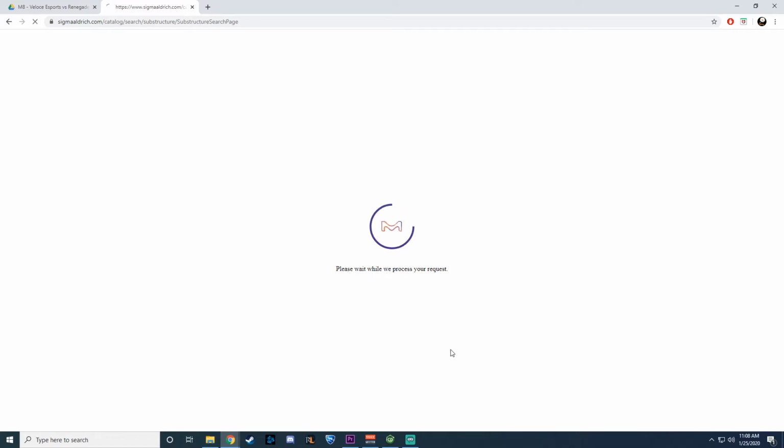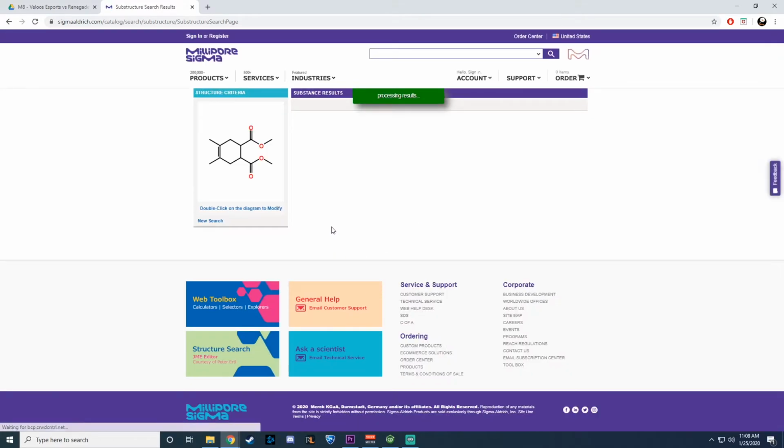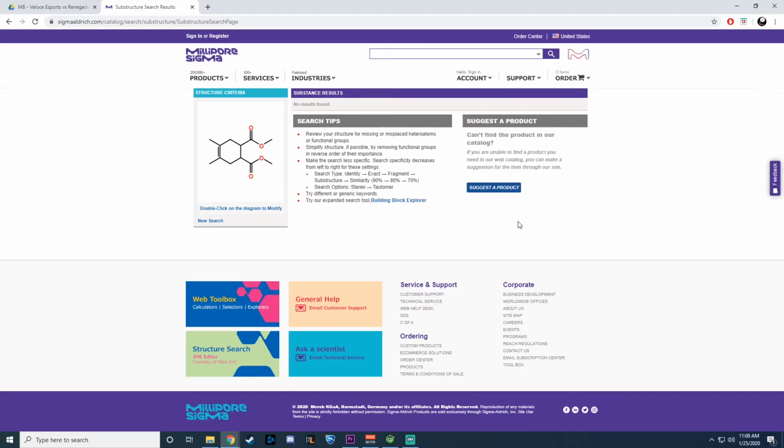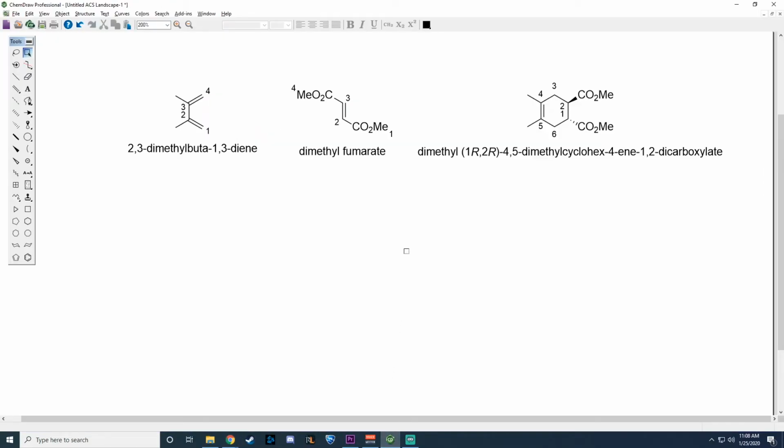So it'll search, and it'll come back with nothing. This is because Sigma just doesn't sell this compound, so it doesn't have any information on it. When you run into this problem, where you can't find the chemical on Sigma, then the next place to look is going to be SciFinder. So how do you do that? You can do that straight from ChemDraw.